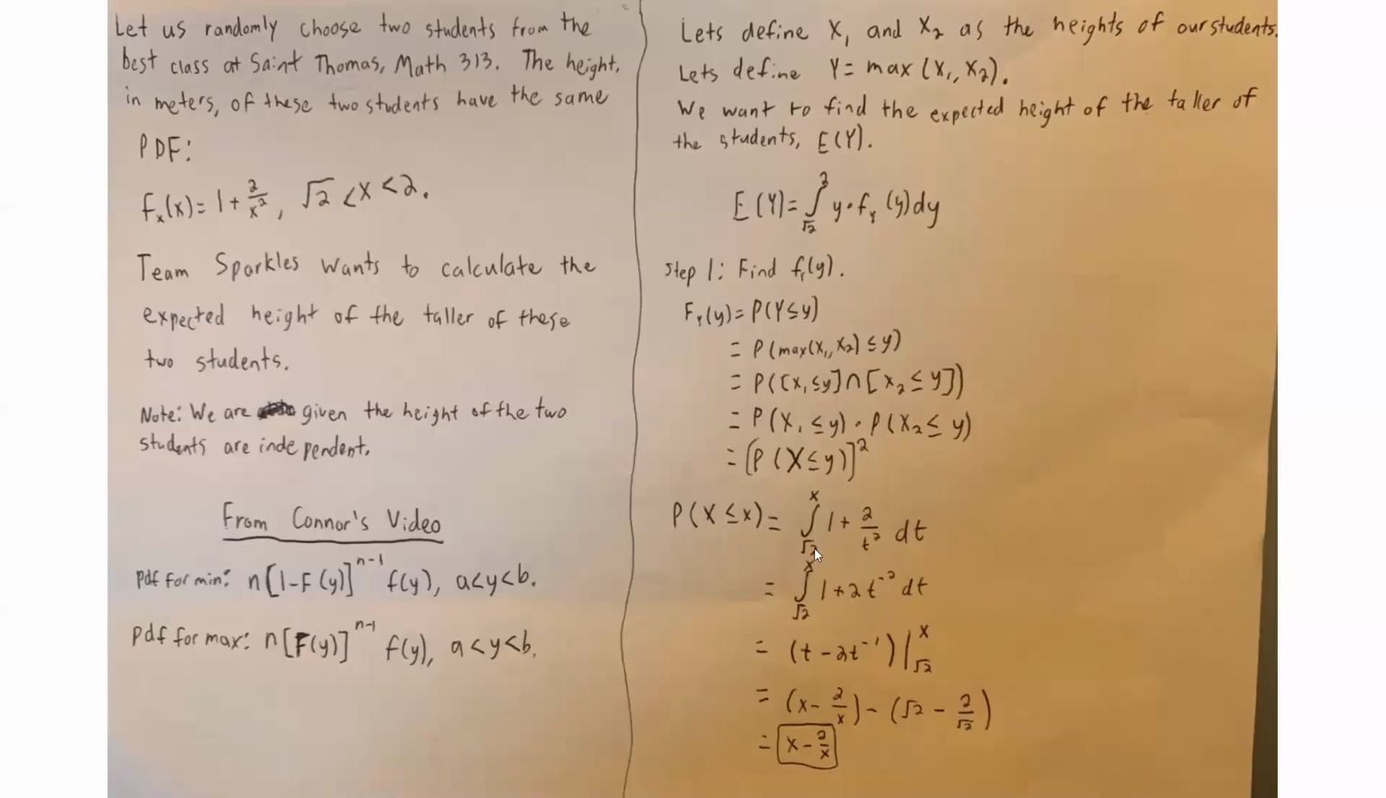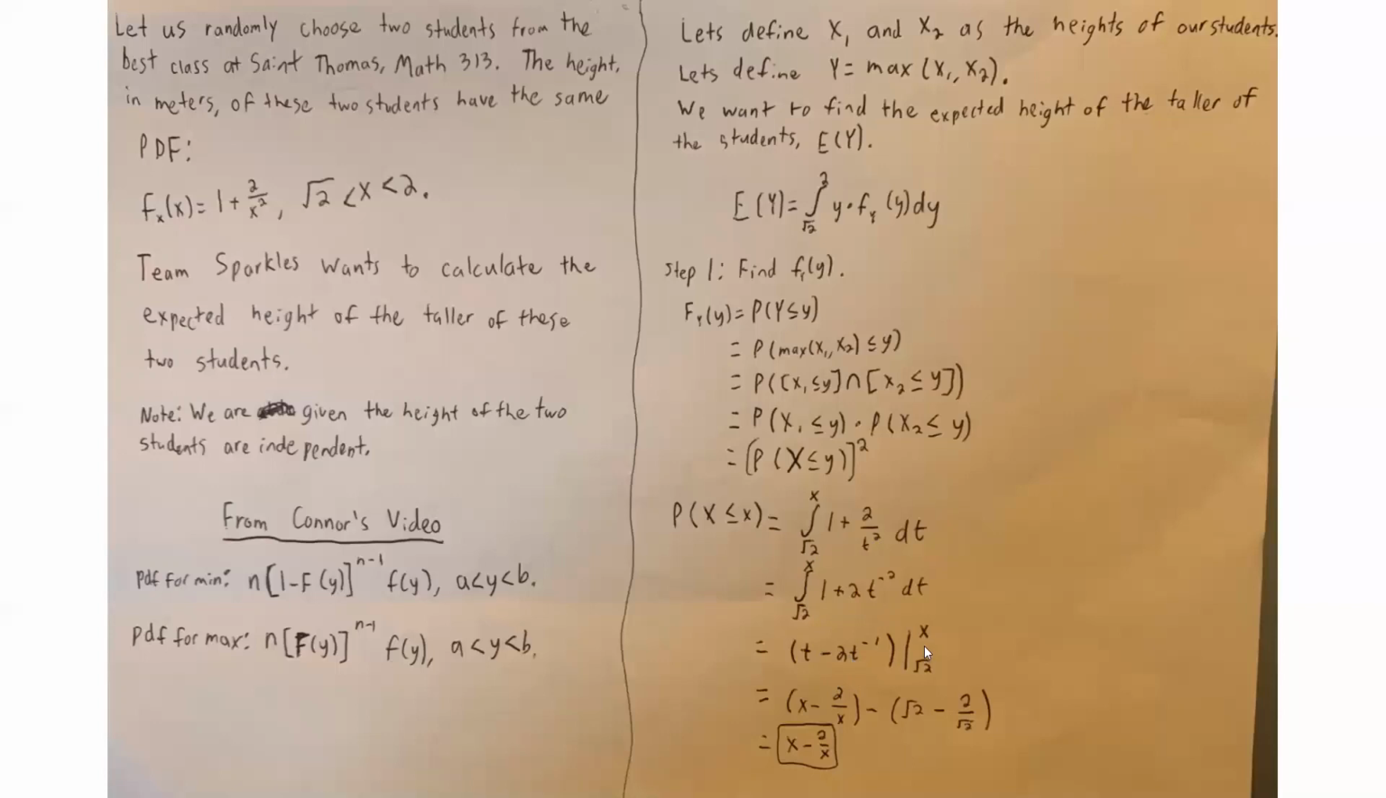That would be the integral from square root of 2 up to x of 1 plus 2 over t squared dt. If you rearrange this, you just pull the t squared up, so you get 1 plus 2t to the negative second dt. And then when you integrate that, the 1 becomes a t, and this part of the integral becomes a negative 2t to the negative first.